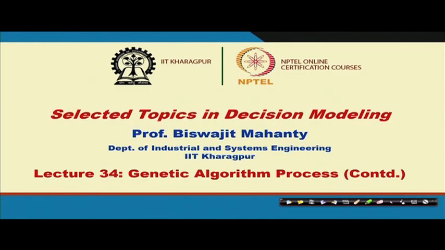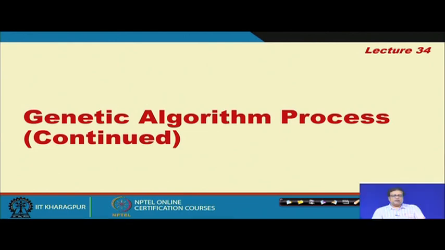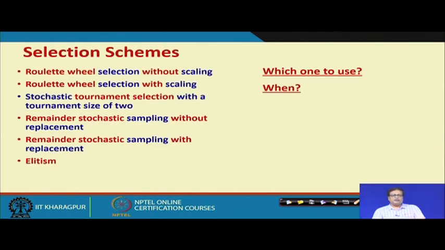Right. So, in our course Selected Topics in Decision Modeling, we are now in lecture 34, that is the genetic algorithm process. We were discussing that and we continue in this lecture also. So, the genetic algorithm process continued, that is our 34th lecture.